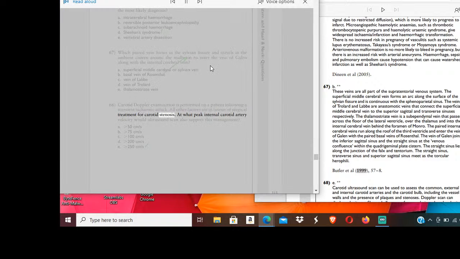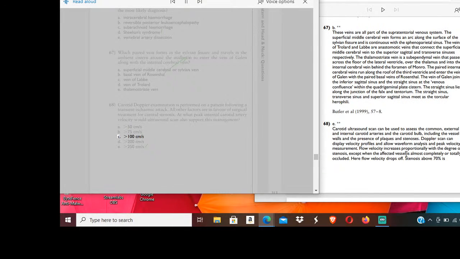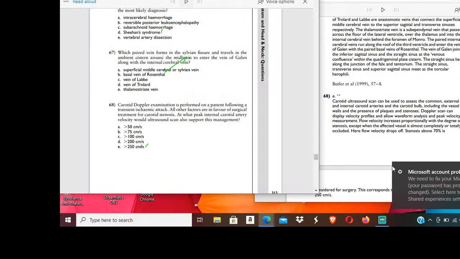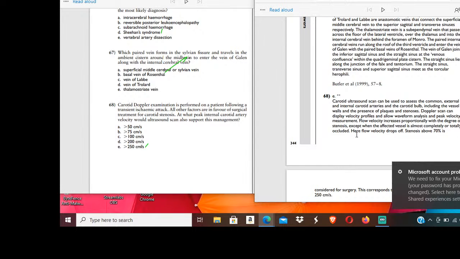In favor of surgical treatment for carotid stenosis. At what peak internal carotid artery velocity would ultrasound scan also support this management? A. 50 cm/s. B. 75 cm/s. C. 100 cm/s. D. 200 cm/s. E. 250 cm/s.